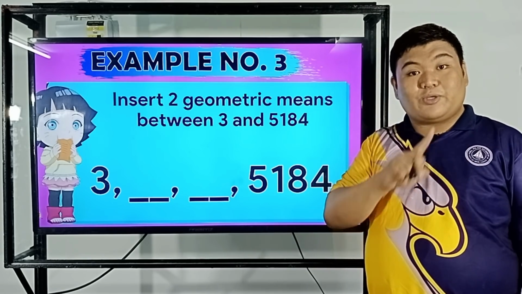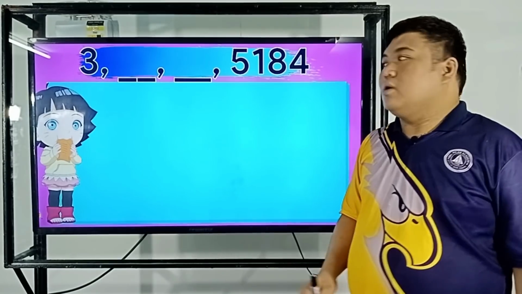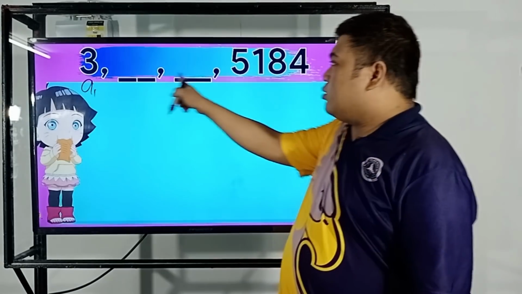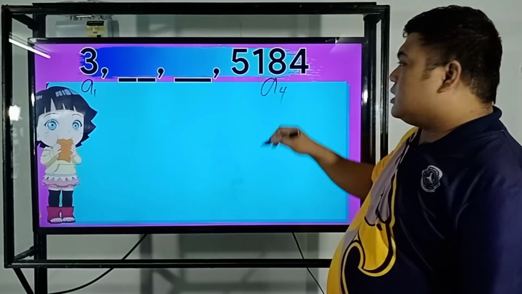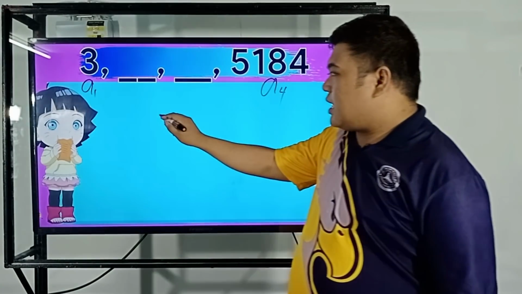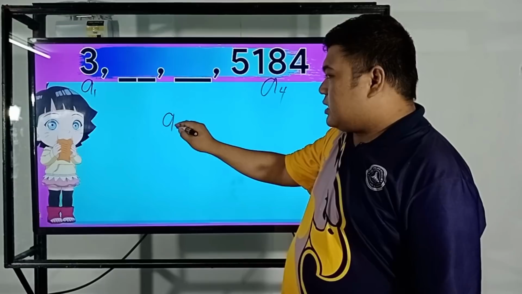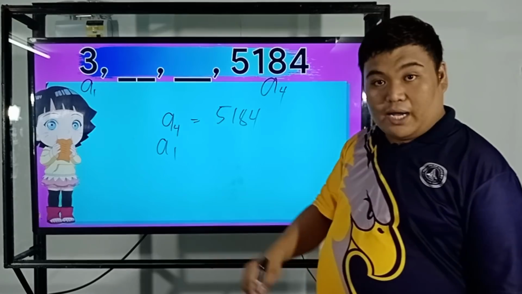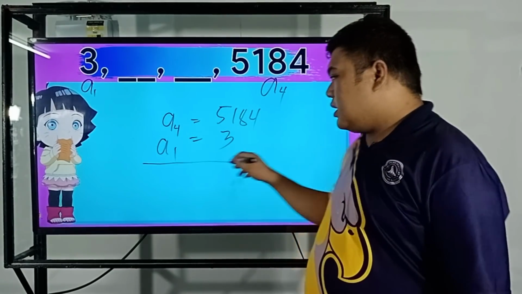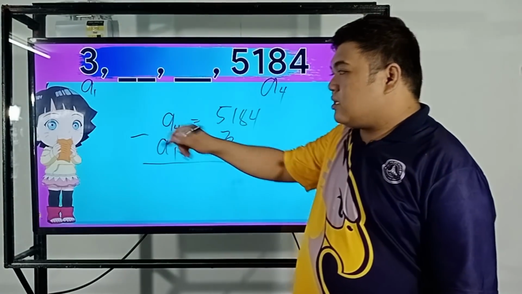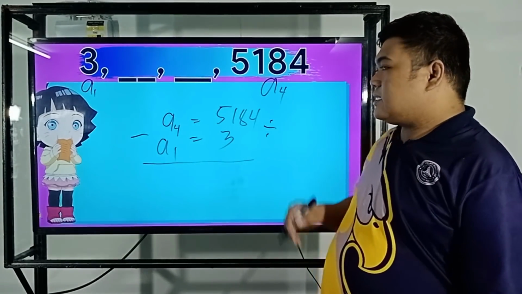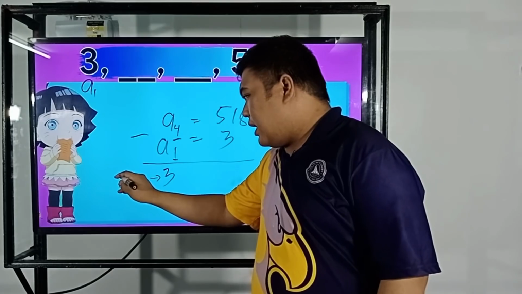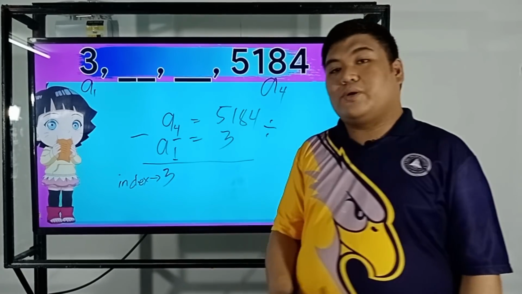So unang gagawin is to find the common ratio. So again, si 3 will be our first term, a sub 1, a sub 2, a sub 3, and this will be a sub 4. So let's use the shortcut na lang. So we have a sub 4 equals 5,184. Then a sub 1 is equal to 3. Again, ano yung operation? Minus sa kaliwa, divide sa kanan. 4 minus 1 is 3. Yung 3 na yan ay ang index ng radical sign.